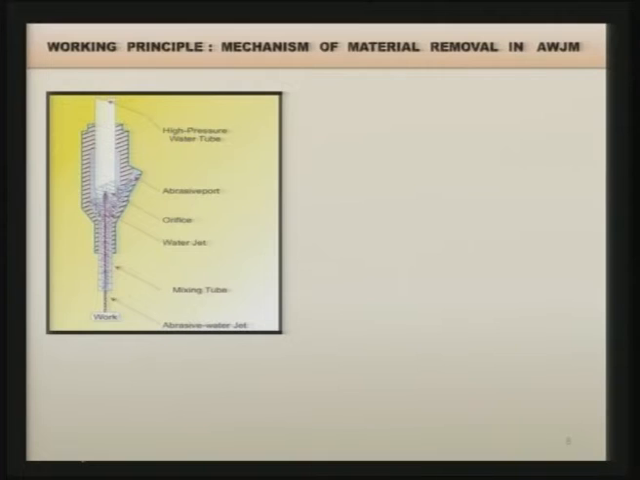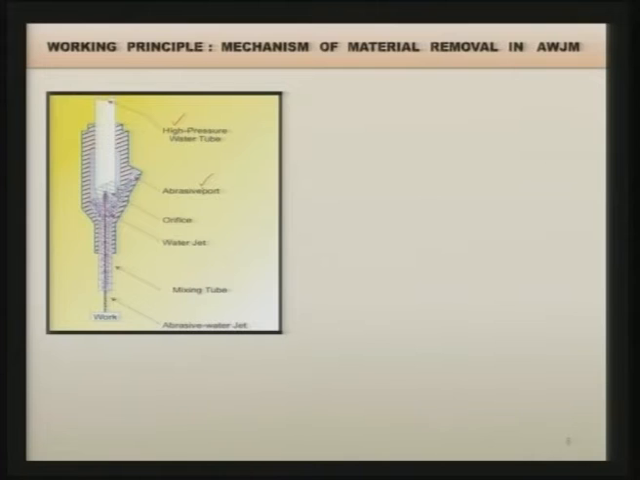As you can see here, this is the schematic diagram of abrasive water jet cutting system. There is a high power water tube through which the water at very high pressure is supplied, and on this side we have the abrasive port through which abrasive particles are supplied. These abrasive particles may be alumina, Al2O3, silicon carbide or some other abrasive particles. Then there is an orifice through which the water jet is coming out at a very high velocity.